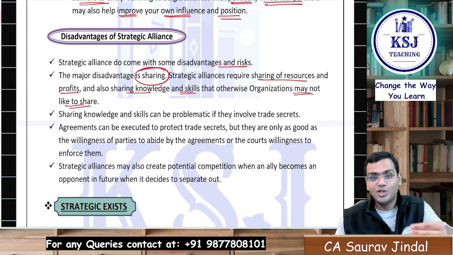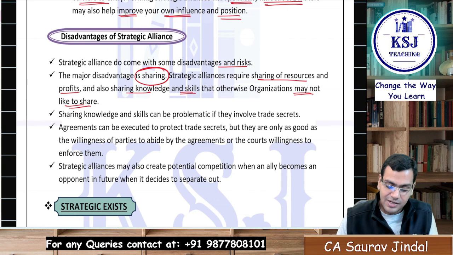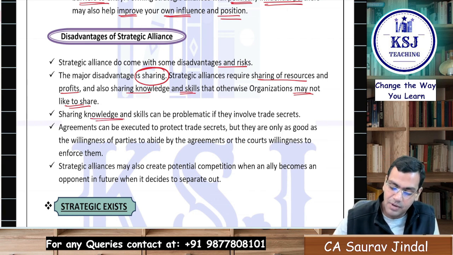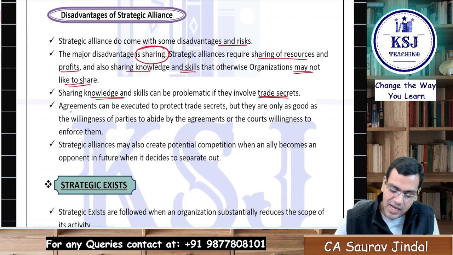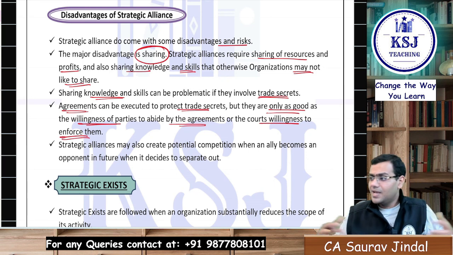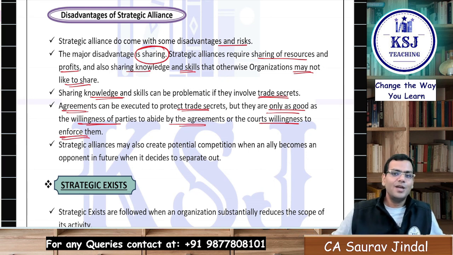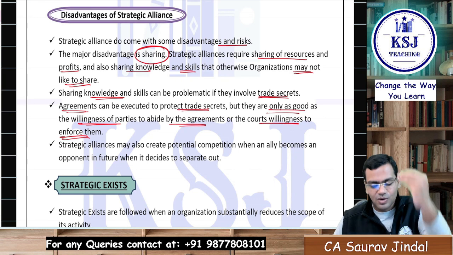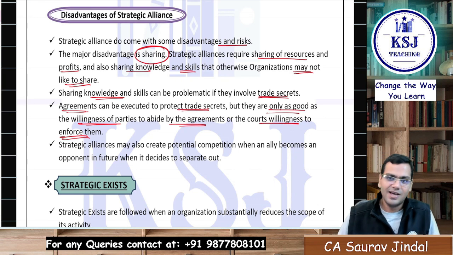You might have to share the trade secrets also. Sharing knowledge and skills can be problematic if they involve trade secrets. Agreements can be executed to protect the trade secrets, but they are only as good as the willingness of parties to abide by the agreements or the court's willingness to enforce them. There can be agreements, but agreements are there to be broken. That's as simple as that, right?